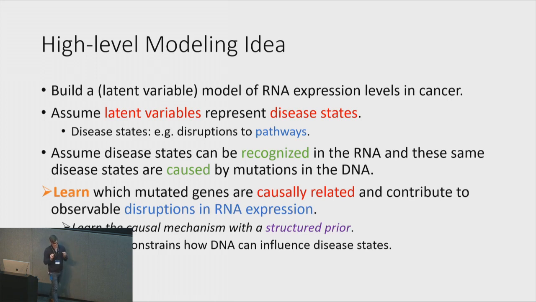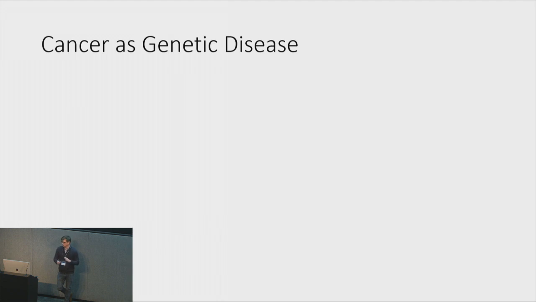The distinction in this work is that we're trying to learn a special kind of structured prior that's going to combine possibly mutually exclusive mutations in the data set to influence different factors. So we want to learn which genes combine together to turn on some disease factor. And we're going to do this by constraining how genes can influence a latent variable. So that's the modeling thing that I'm going to go back to later on.